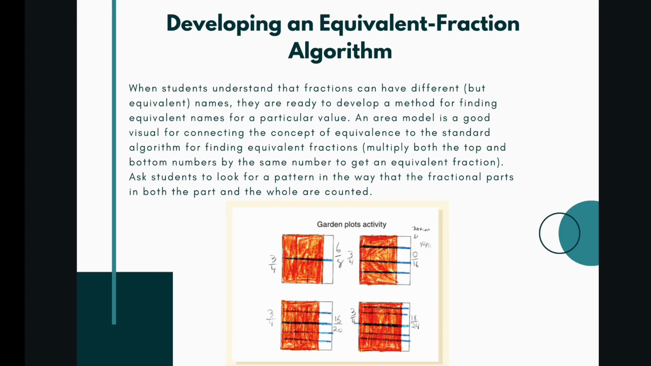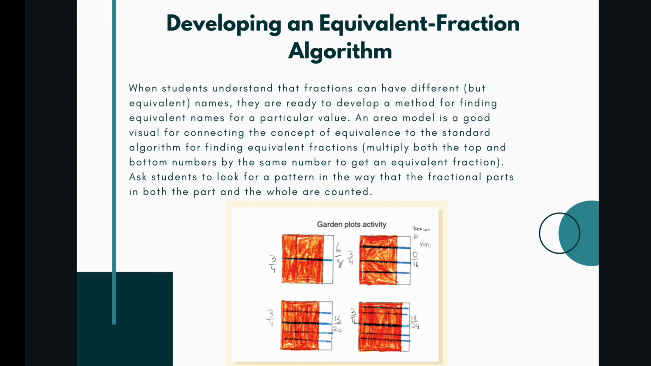Once the students understand that fractions can have different but equivalent names, they are ready to develop a method for finding equivalent names for a particular value. An area model is a good visual for connecting the concept of equivalence to the standard algorithm for finding equivalent fractions. Multiply both the top and the bottom numbers by the same number to get an equivalent fraction.